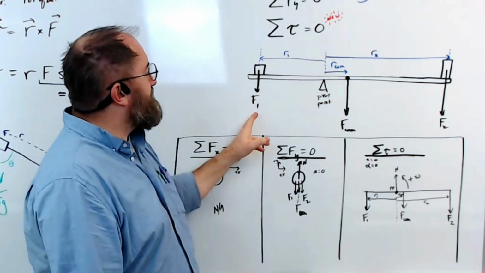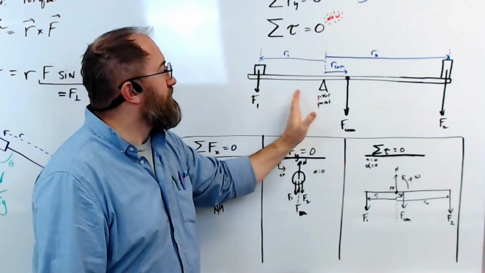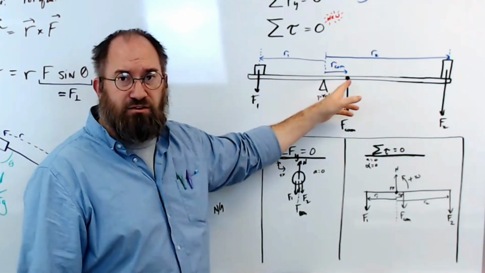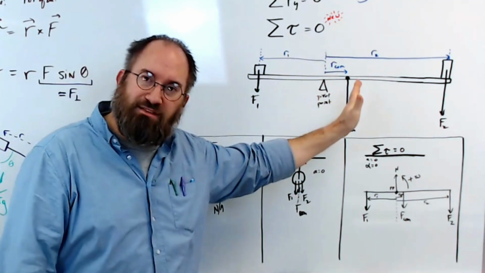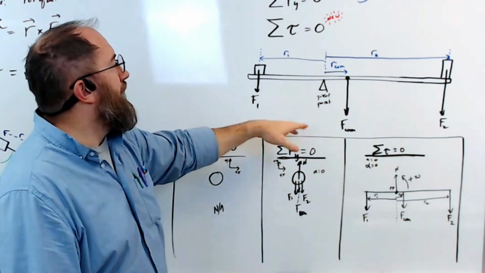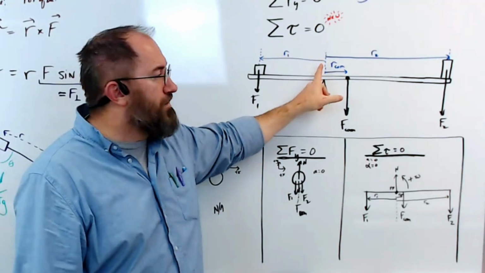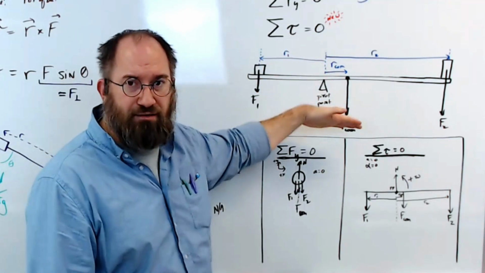The radius going out to force 1, we'll call radius 1. The radius going out to mass 2, we'll call radius 2. There is a radius to the center of mass. Sometimes the pivot point's there, sometimes it's not, depending on your situation. And there's actually a force that I've not drawn here, a normal force, because this is all sitting on this pivot point, with gravity pulling down.